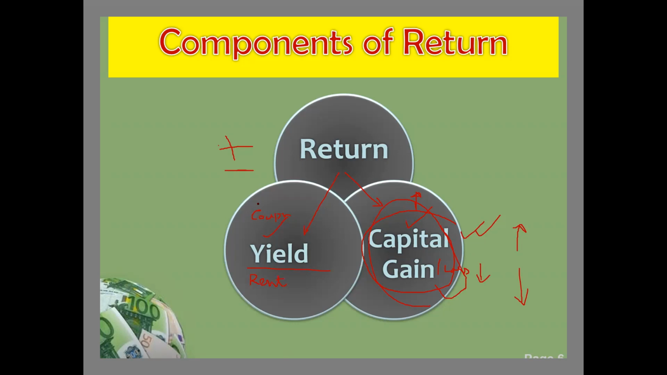Stocks will give you dividend. Bonds will give you coupon. Property will give you rent. You can rent a property. Capital gain and loss is the change, the fluctuation in price. And the yield part is what you are getting out of that investment on a regular basis: dividend, coupon, rent.